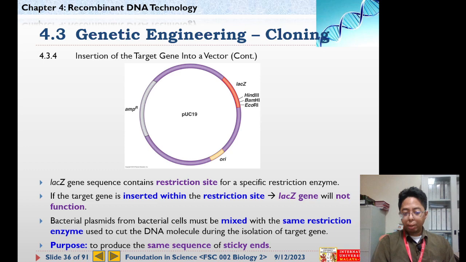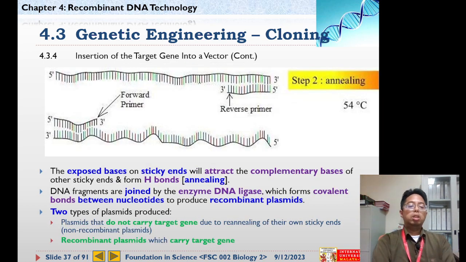So when you mix them together, we want to make them produce the same sequence of sticky ends. The sticky ends will attract complementary bases of other sticky ends to form hydrogen bonds, what we call annealing. This annealing will be done at a temperature of 54 Celsius, a little bit warm. DNA fragments are joined by the enzyme DNA ligase, which forms covalent bonds between nucleotides to produce the recombinant plasmid. So DNA ligase will glue them both together.